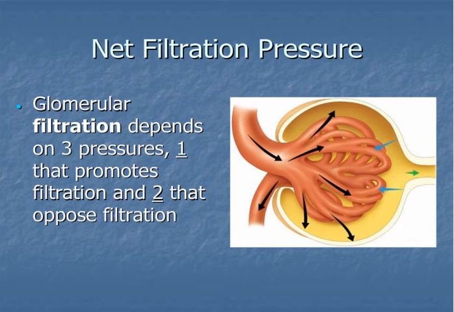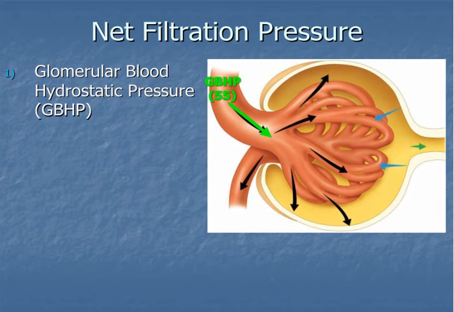The primary factor determining how much filtration goes on in the glomerulus is something called the net filtration pressure. And glomerular filtration is dependent on three pressures. One pressure that promotes filtration and two that oppose it. Now the primary pressure that promotes filtration is something called glomerular blood hydrostatic pressure, or GBHP.